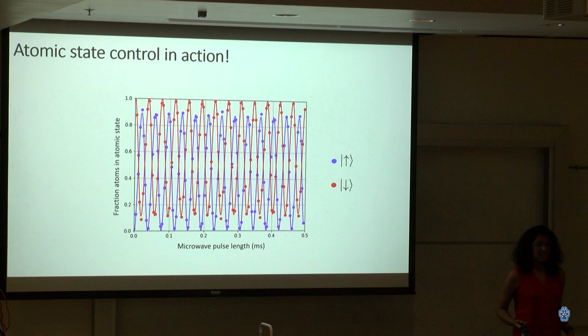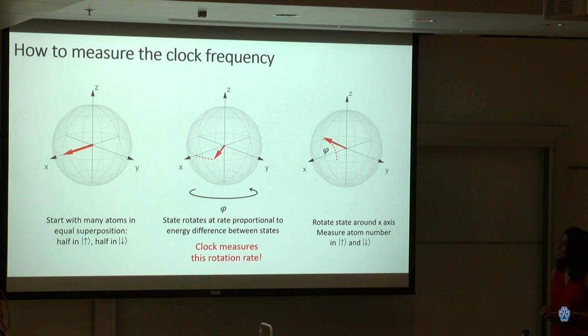The way that we're going to do that is we're going to start with many atoms in a superposition along the x direction, half up, half down. This state is then going to rotate at a rate proportional to the energy difference between up and down. An intuitive way to see this is if you write out the wave function as a superposition of up and down, you can write unitary time evolution operators for each state, and those time evolution operators are going to be a function of those states' energies. So you'll get some evolution in time, which will actually look like just a rotation of the state around the equator of your Bloch sphere.